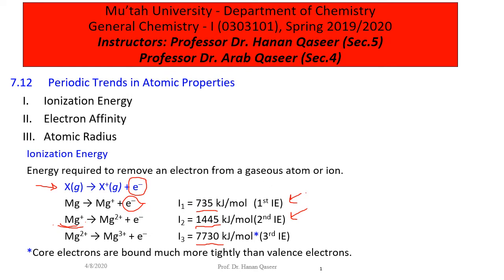While for the third, there is a jump in energy, because the Mg2 plus has the electron configuration of neon, a noble gas structure. So this is a core electron. You are removing an electron from a noble gas structure, which means that these core electrons are bound much more tightly than the valence electrons, the first and second. That's why we need more energy to remove an electron from the core electrons.